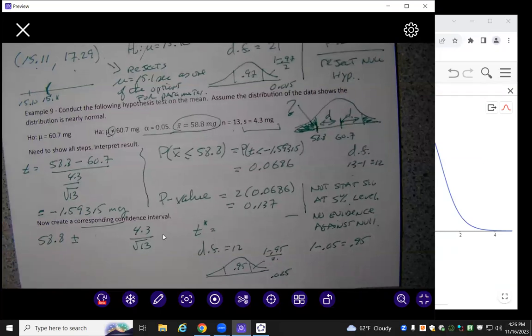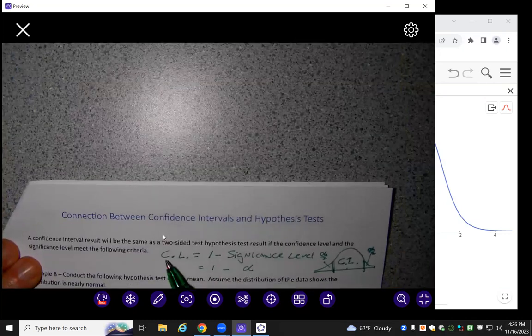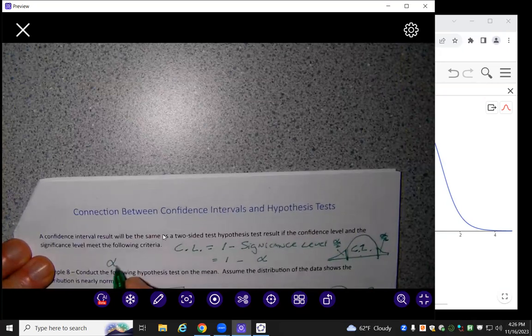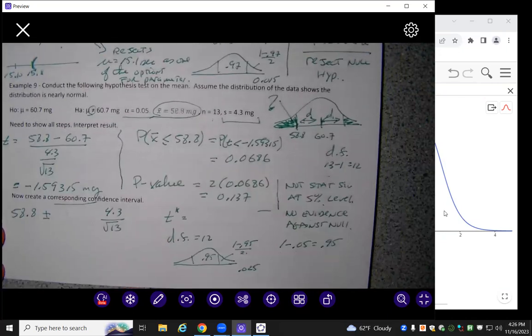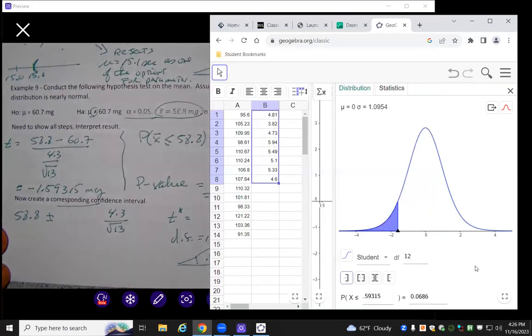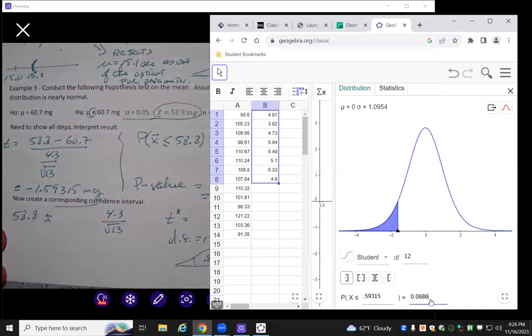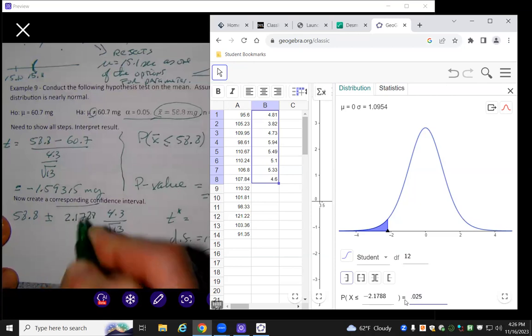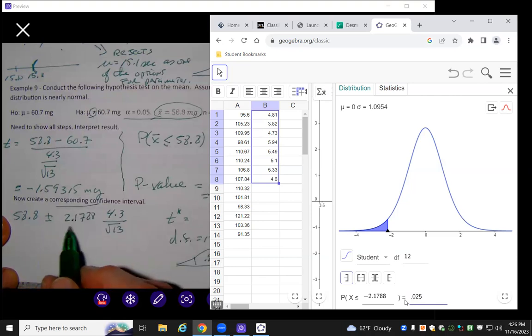So again, I'm using this idea here. The corresponding means confidence level equals 1 minus alpha. And also alpha equals 1 minus confidence level, if we just use a little bit of algebra to solve for one of the variables. All right, so we got this value. I'm going to come over here now and enter 0.025. And I'm doing the left side, so that gives me 2.1788.